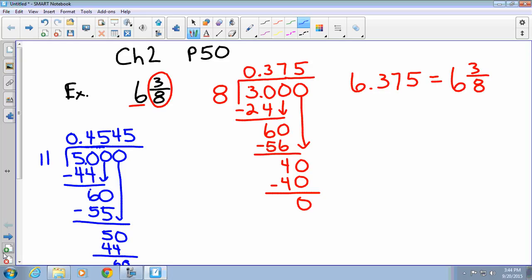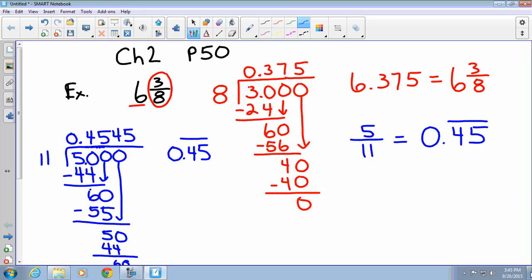So how would we write that? We would write that 0.45 with a line over it to signify that the 4 and the 5 are repeating. So another way of writing that, remember our fraction was 5/11. 5/11 is the same as the decimal form, 0.45 repeating. So we have a terminating decimal, 6.375, and we have a repeating decimal, 0.45.